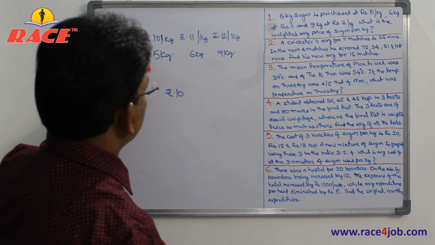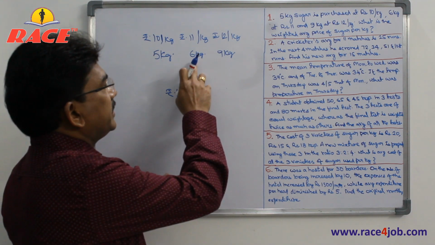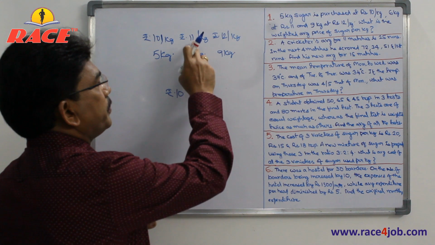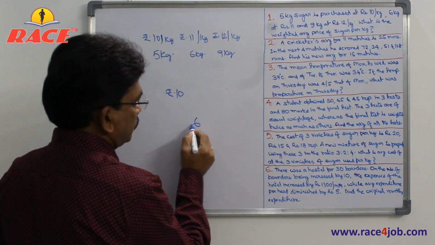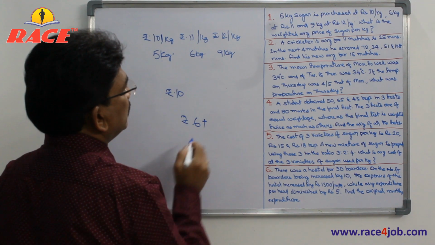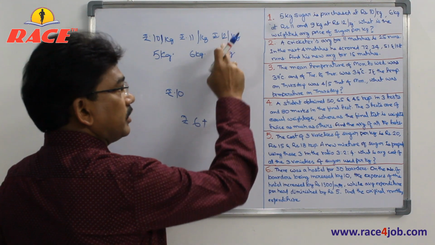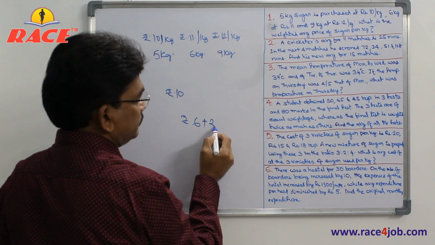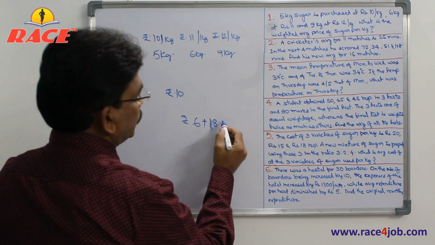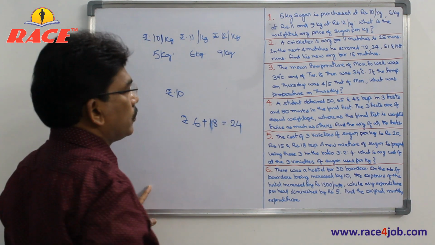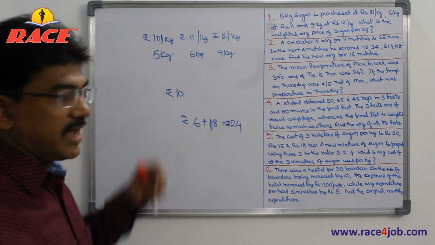This is anyway 10 rupees only, the first variety. Nothing is more than that one. But the second variety is 11 rupees, which is 1 rupee more. Like that one, 6 kgs, that means 6 rupees more. And the third variety, 9 kgs, each one is 12 rupees, means 2 rupees more. 9 into 2, 18 rupees more. So totally 24 rupees more. We got 24 rupees more than the average price.